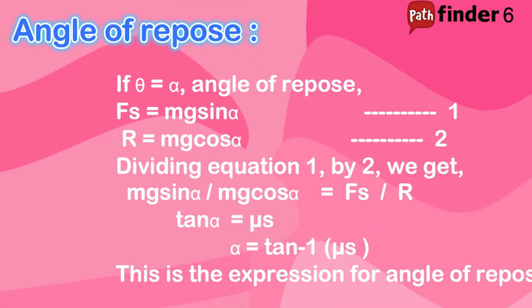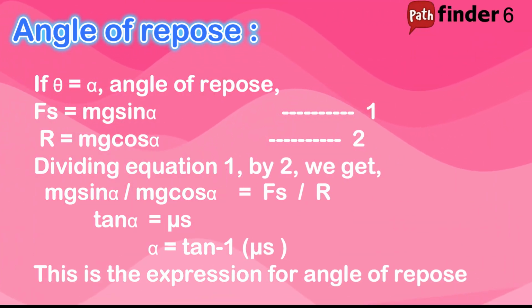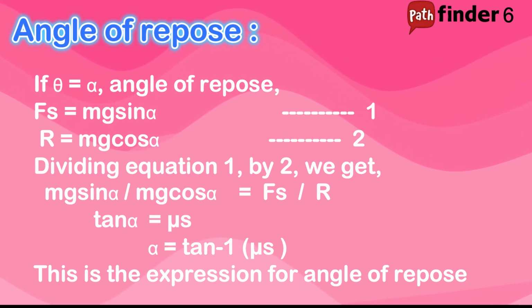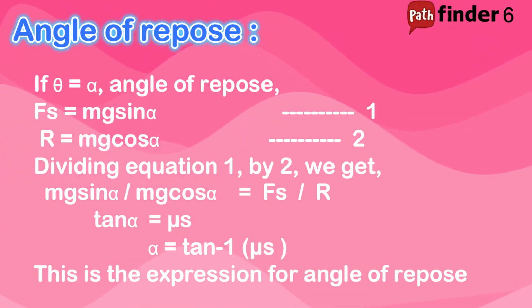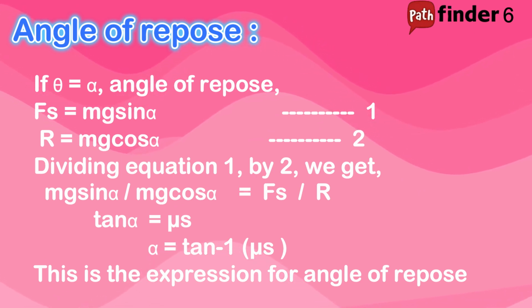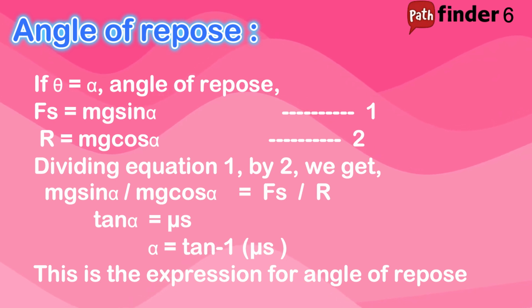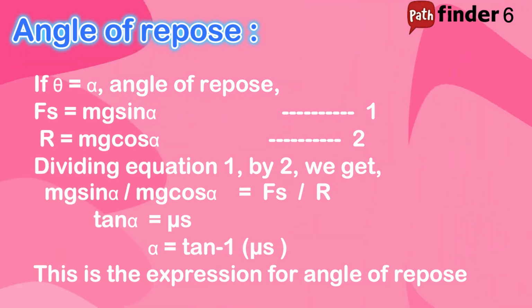If theta is equal to alpha, the angle of repose, then fs is equal to mg sin alpha. Equation 1: R is equal to mg cos alpha. Equation 2: fs is equal to mg sin alpha. Dividing equation 2 by equation 1, we get tan alpha is equal to mu s. Alpha is equal to tan inverse mu s. This is the expression for the angle of repose.